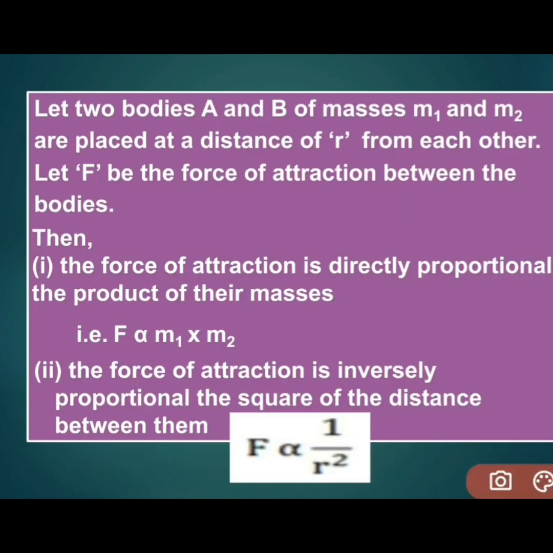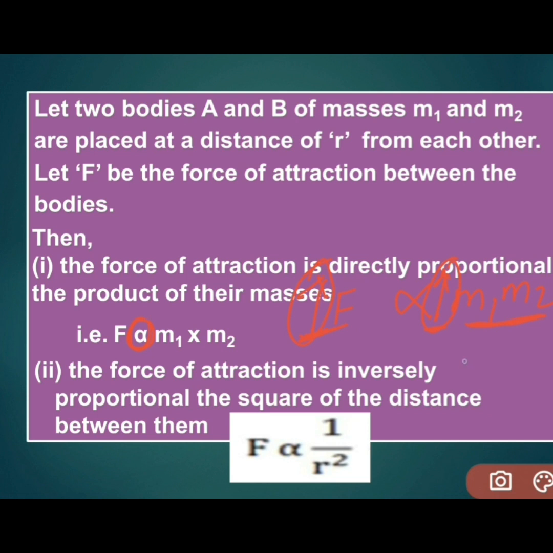Many of you would be thinking, what do you mean by directly proportional and what do you mean by inversely proportional? First of all, we should know this is the sign for proportionality, that is, we make it like this. What do I mean by directly proportional? That means that if the product of masses is more, the force of attraction is more. So directly proportional means if one increases, the other entity also increases. That means if the product of masses is more, the force of attraction will also be more.